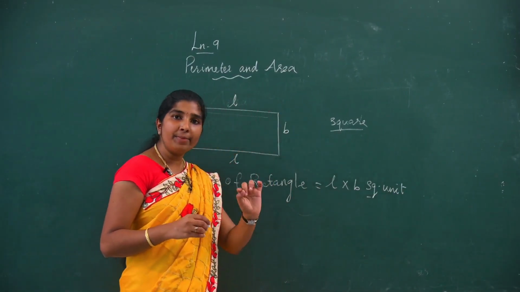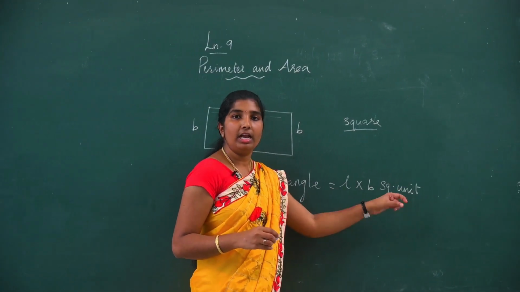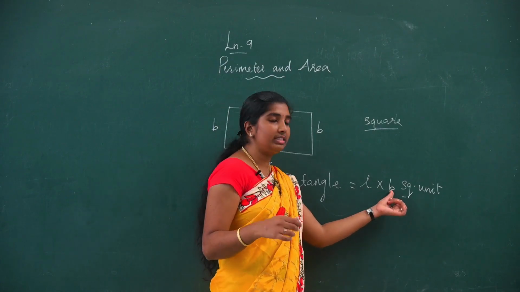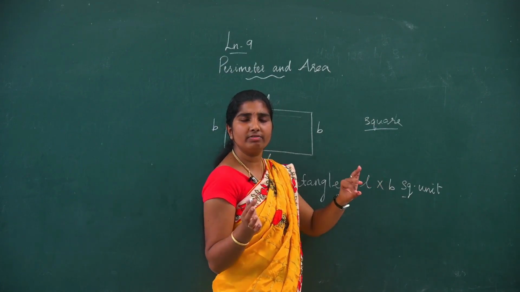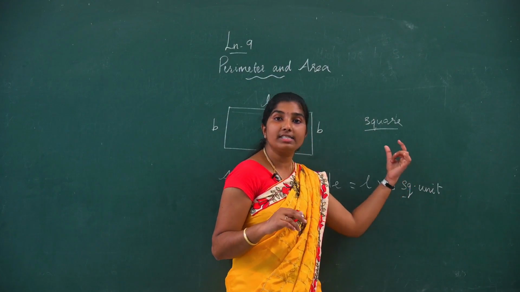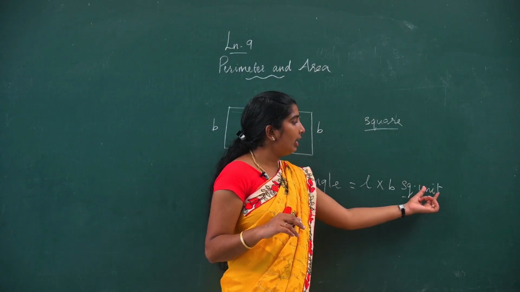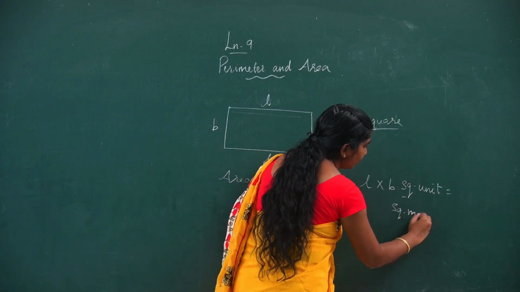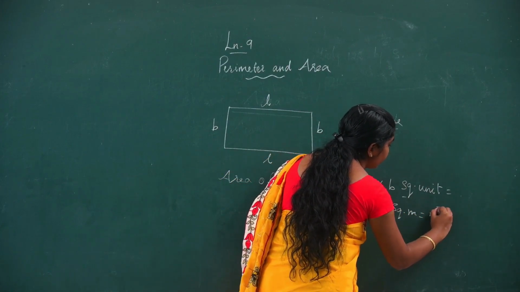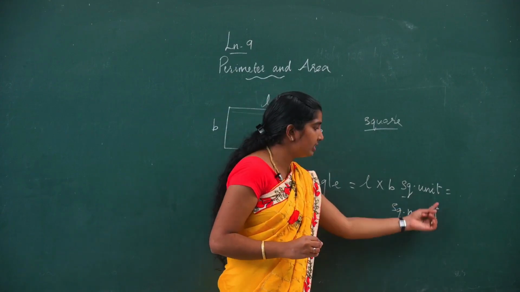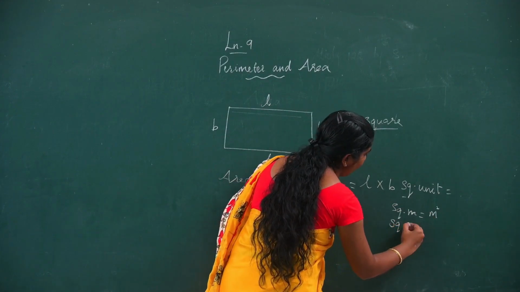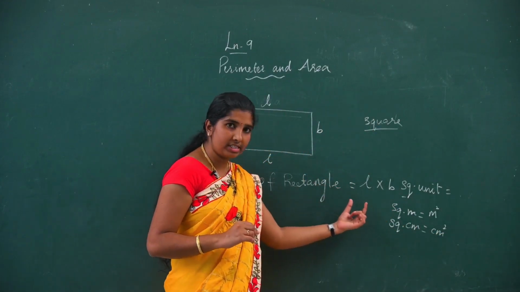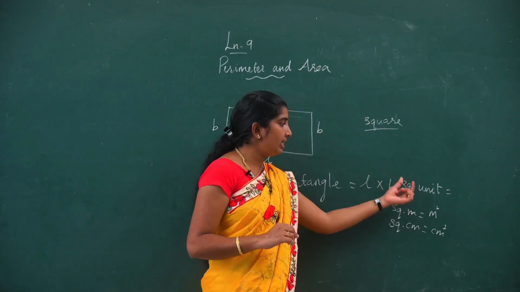If the unit is meter, your answer is square meter. If the unit is centimeter, for example the length is 5 centimeter and the breadth is 3 centimeter, your answer is 5 threes are 15 square centimeter. Understand, children? Square unit. If it is meter, it is square meter, or you can write meter square, putting a 2 on the top. Centimeter, square centimeter means centimeter square. So what is the formula for the area of a rectangle? Length into breadth, L into B square unit.